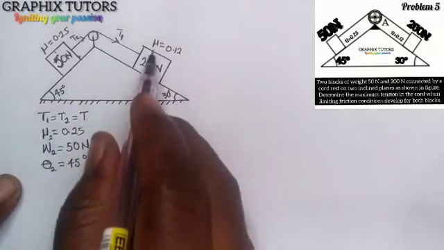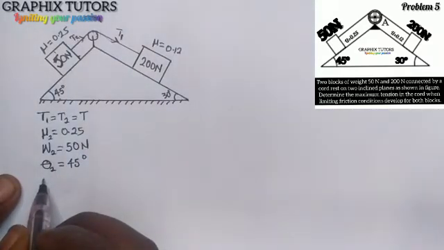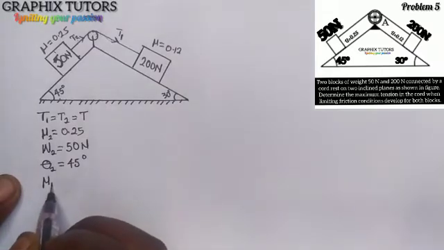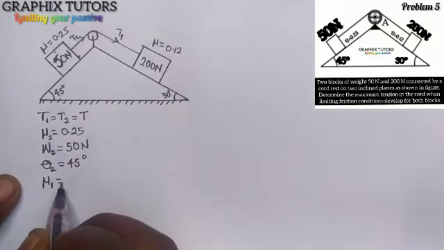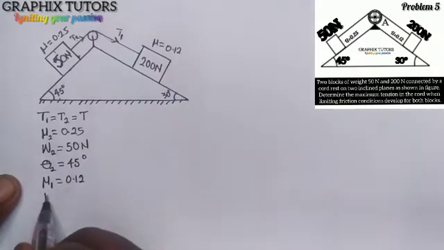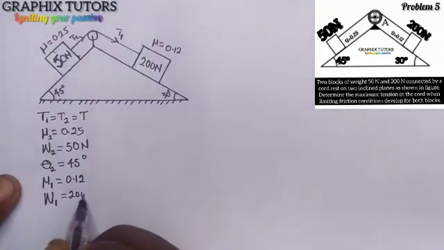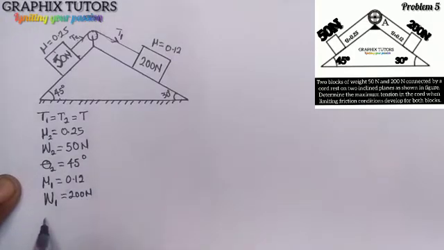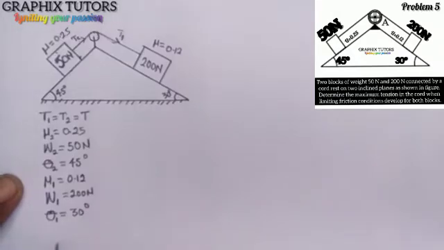Similarly, we're talking about 1 now. The coefficient of friction of that 200 Newton block is 0.12. Also, the weight of that 200 Newton block is W1, and that is 200 Newton. And we also have the angle of inclination of the inclined plane of that 200 Newton block. We call it theta 1, and that is 30 degrees. Now these are the parameters that we have, right?